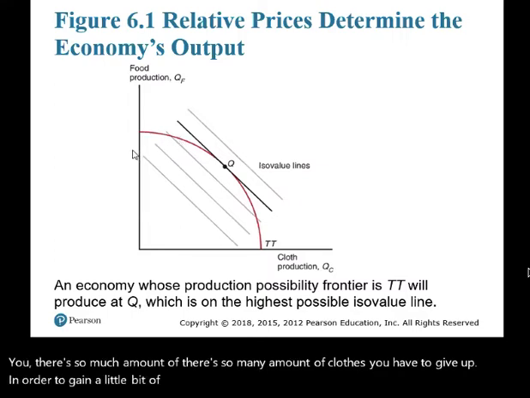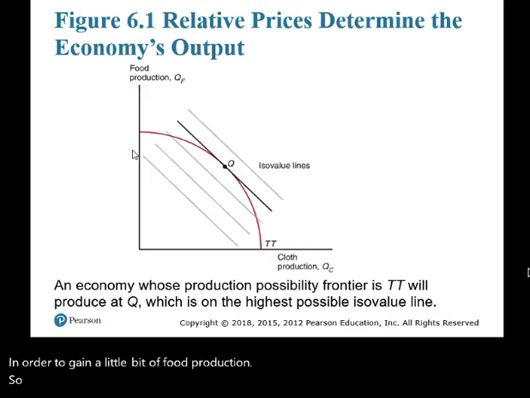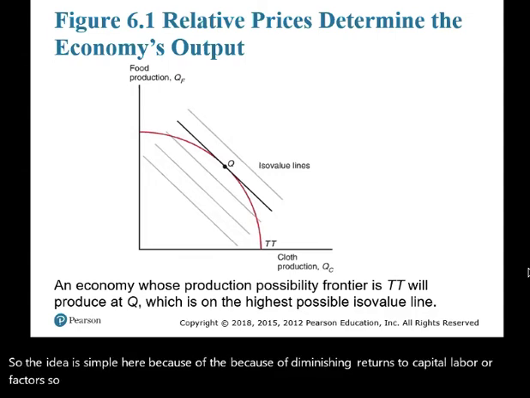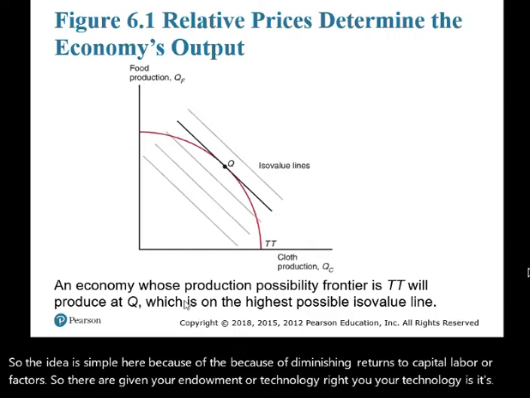The idea is simple here because of diminishing returns to capital, labor, or other factors. Given your endowment or technology, some of your resources are good at making certain things and not everything.